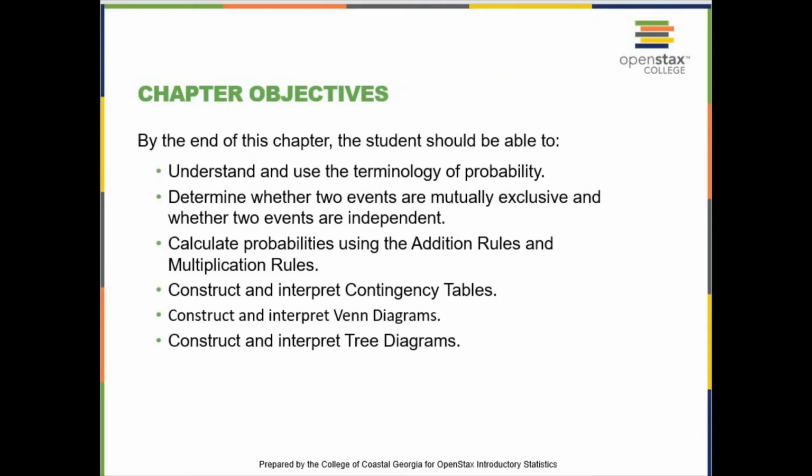So by the end of this chapter, you will be able to understand and use the terminology of probability. You will determine whether two events are mutually exclusive or independent. You will calculate probabilities using the basic rules that we learned, and construct and interpret contingency tables, and construct Venn diagrams and tree diagrams.